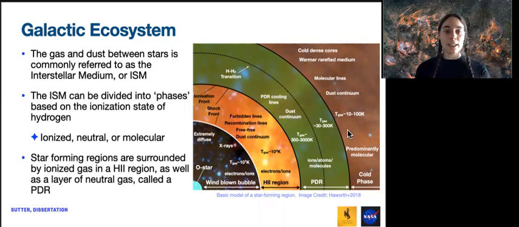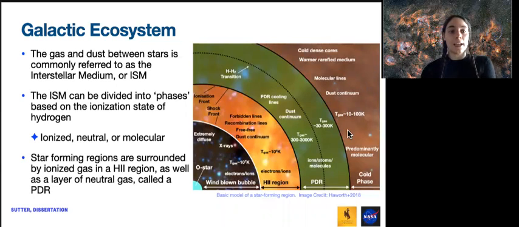So as we dig into what's inside of a galaxy, we first want to define the gas and dust that's between the stars as the interstellar medium, or the ISM. So the stuff between stars is the interstellar medium, which I will call ISM throughout this talk.